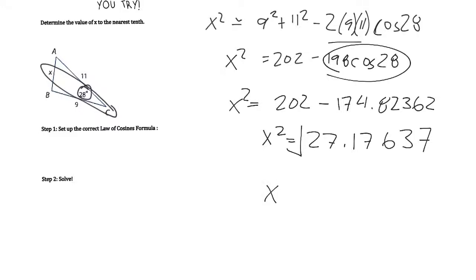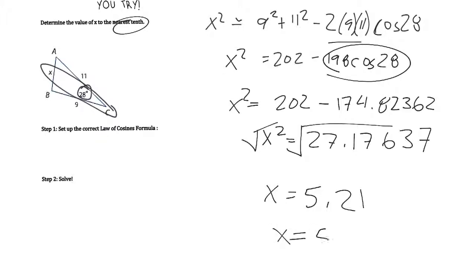So to get x, I just got to take the square root of both sides. And then I type in the square root of that answer. And we get 5.2 because it said to the nearest tenth. So 1 decimal place. It's 5.21, so it's 5.2.